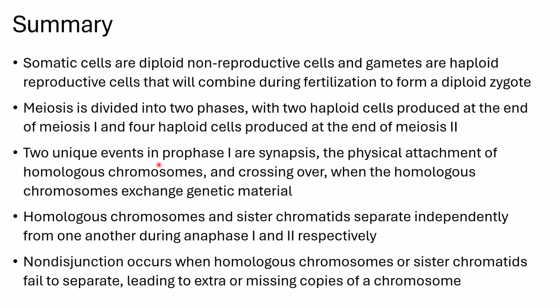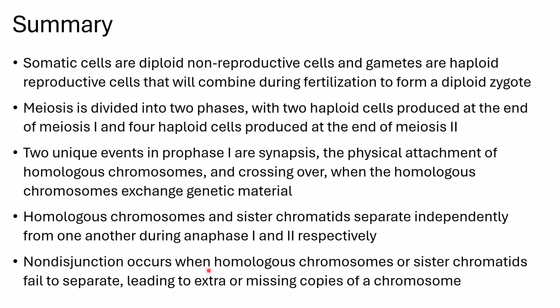Prophase I has 2 unique events. One is synapsis, which is the physical attachment of the homologous chromosomes together. The second is crossing over, which is when the homologous chromosomes exchange genetic material, increasing genetic diversity. The homologous chromosomes and sister chromatids separate independently from one another during anaphase I and II respectively. This creates many gene combinations that further increase genetic diversity.